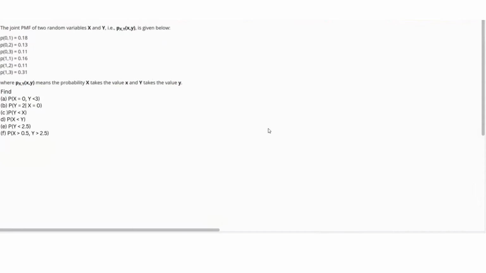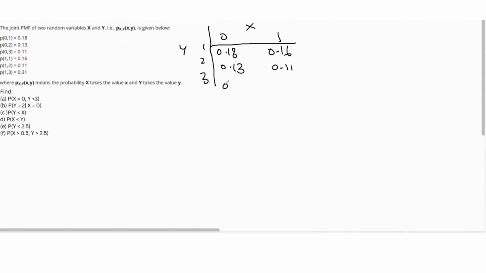We were looking at this question related to joint PMF of two random variables. We first said that we can rewrite this joint PMF in the form of a table, where x takes values 0 and 1. We've already made this table in an earlier part, so let's just quickly remake it. Here we can write the values of y, which are 1, 2, and 3, and then this is 0.18, this is 0.16, this is 0.13. This is 0.11, this is 0.11, this is 0.31.